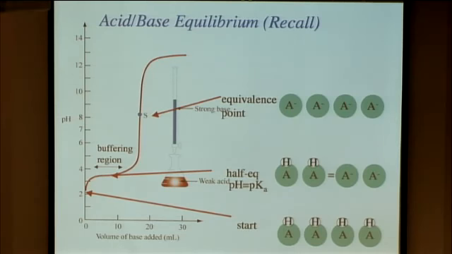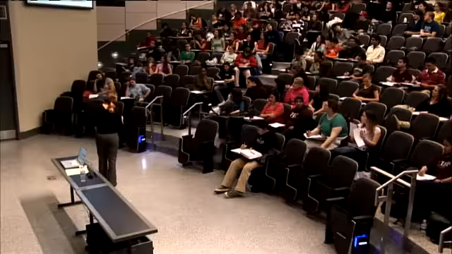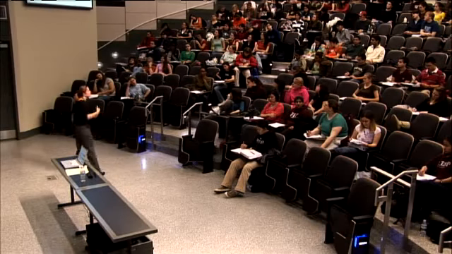Again, in a buffering region, you have quite a bit of the weak acid and quite a bit of the conjugate base, so it can buffer. If strong acid is added, it can be used up. If strong base is added, it can be used up without changing the pH very much. So that's a buffer, and the pH curve is flat in that buffering region. And so when you think about this, at pHs below the pKa you're going to be more protonated, and at pHs above the pKa you'll be more deprotonated.